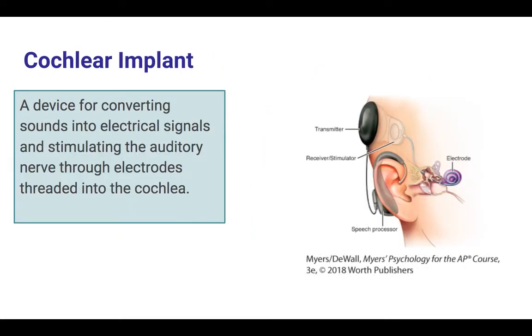Okay, so if you have a certain type of deafness, specifically relating to the cochlea or the auditory nerve, you can get something called a cochlear implant. This is a device that converts sounds into electrical signals and stimulates the auditory nerve for you so that you can hear. It kind of looks like this.